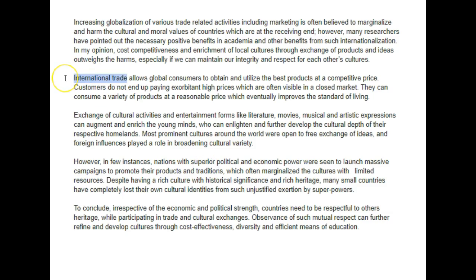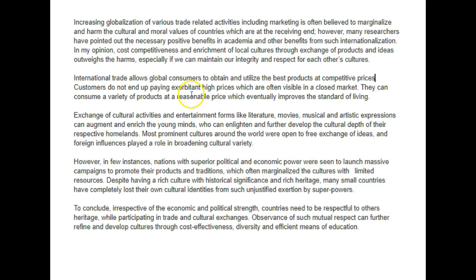So "international trade" as well is really not what we're talking about. We need to think of synonyms for international marketing, advertising, promotion. "So international trade allows global consumers to obtain and utilize the best products at competitive prices."